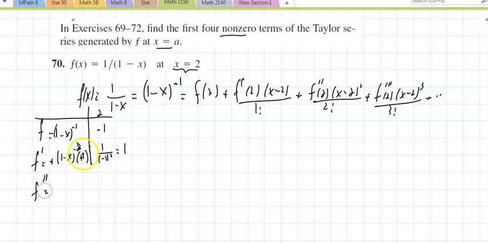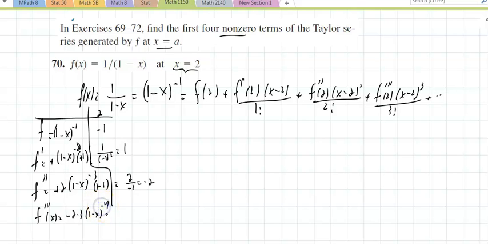F double prime, you bring the power down, subtract 1 from the power, times negative 1, so that's positive. When you plug in 2, you're going to get 2 over negative 1 cubed, which is negative 2, and one more. Triple prime of x, that is negative 2 times 3 times 1 minus x to the negative 4 times negative 1, so that's positive. That's going to be 2 times 3 over negative 1 to the 4th, which is 2 times 3.